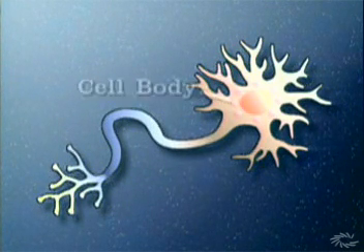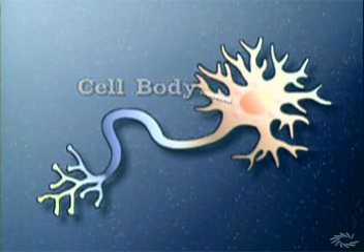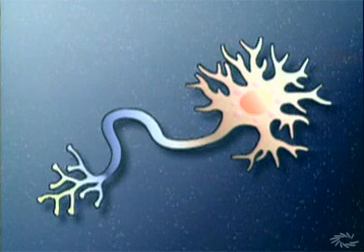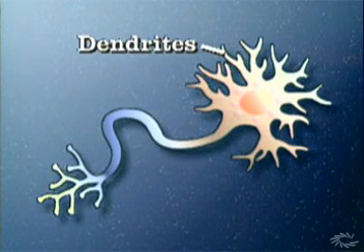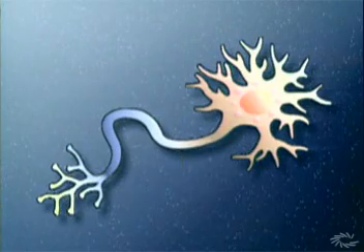Each consists of a single cell body which contains the cell's nucleus. Branching out from the cell body are fibers of different lengths called dendrites. There is also a single long fiber called the axon. In some cells, the axon is very long, up to 3 feet.